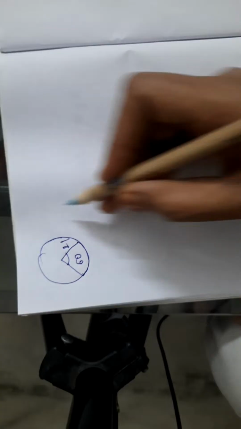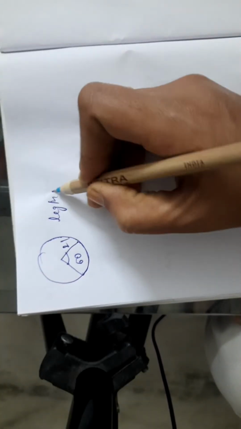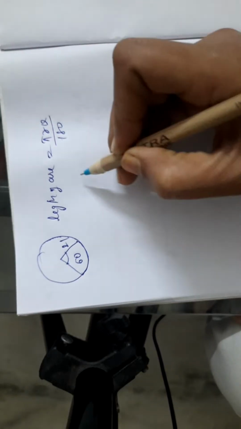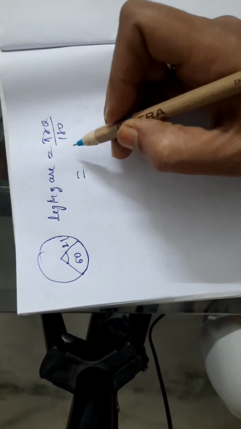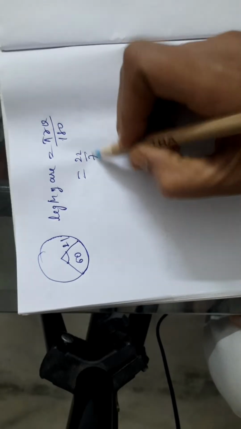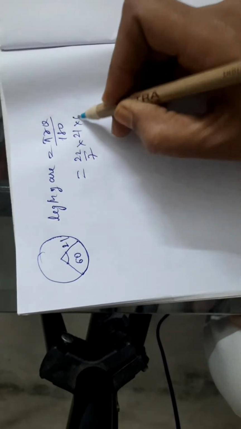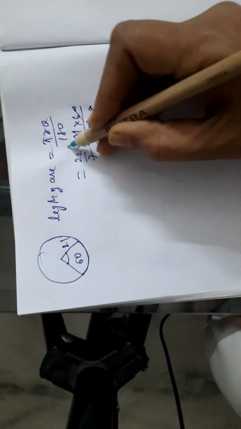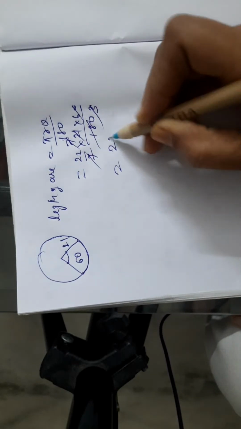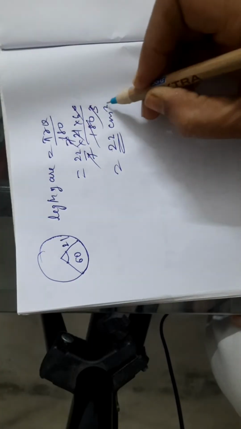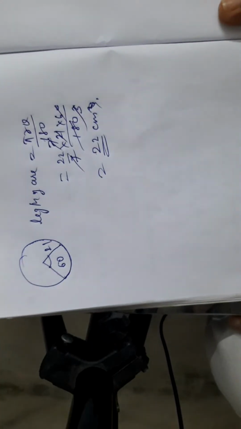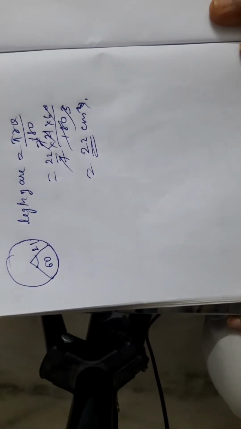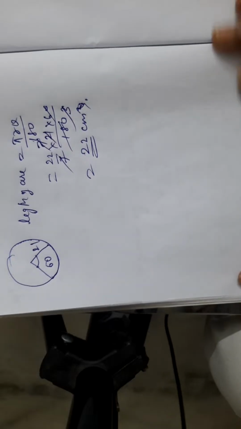Again we are having a separate formula. Length of arc is pi r theta by 180. Pi value 22 by 7. Radius is 21. Theta is 60 divided by 180. 63 is 3 7s are 7, 7 cancel. So it's 22 centimeter, as we are finding length. Now the next part, area of the sector formed by the arc.